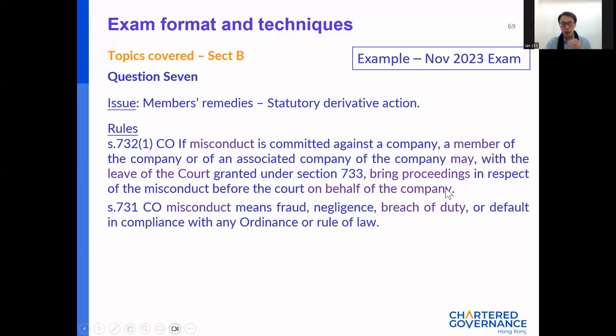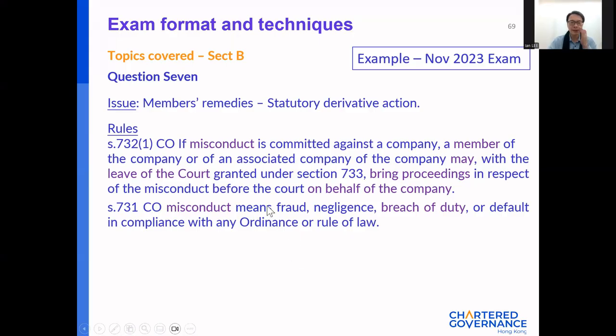As I mentioned before, if anything is done against a company, of course it is the company that should go to court to ask the court for help. But in some situations where the misconduct is done by the directors, it will be difficult or unlikely for the directors to go to court to bring a claim against themselves.